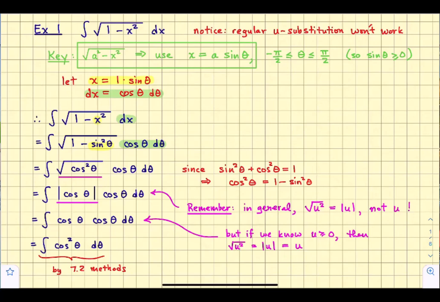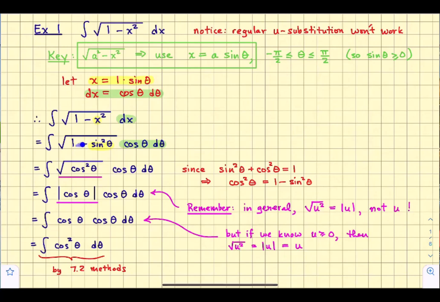Notice this isn't a regular u substitution because we're not using u here. Rather, we're replacing x in the integral with a sine theta. Here our a is 1, so x equals 1 sine theta. Then dx is cosine theta d theta, highlighted here in green. Then our given integral, once we replace the x with sine theta and the dx with cosine theta d theta, becomes this new and perhaps more complicated looking integral. But we'll see with a little trigonometry that things will simplify very nicely.